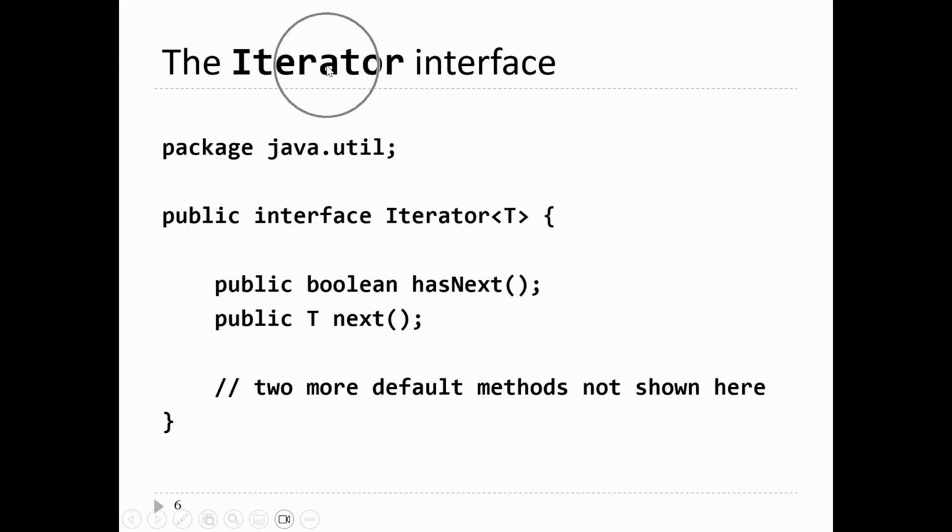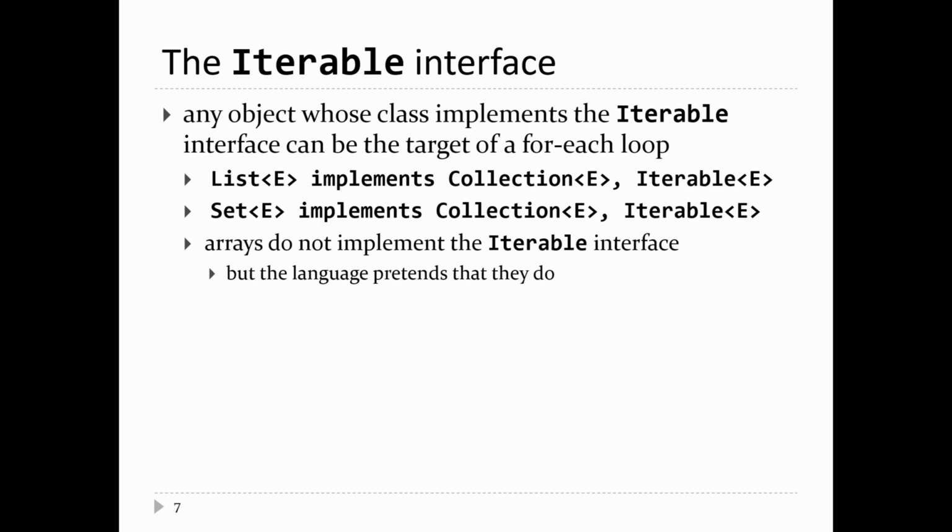So that's the iterator interface. The iterable interface, right? There's a second interface at play here. The iterable interface is the one that says the iterator method exists for this type. By implementing the iterable interface, you can make objects of your class a target for a for each loop. In other words, you can write a for each loop if you have an object of your type.